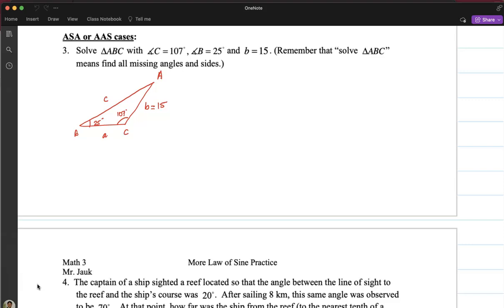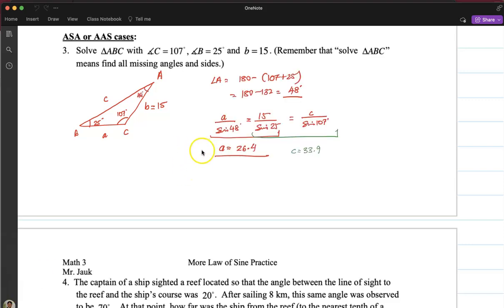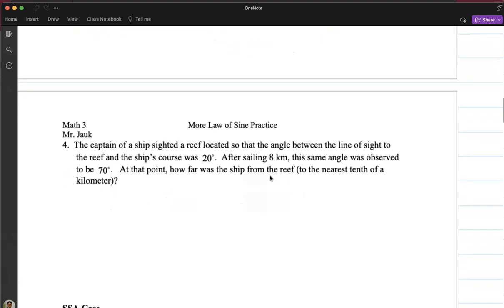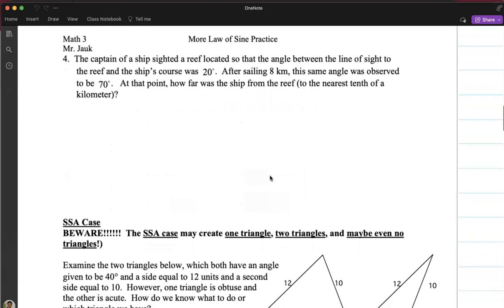So that should be easy. Solve the triangle. You have been given two angles and one side, which is straightforward. You do the sum of angles of a triangle, get this angle, and then apply the sine rule, and you get the answer. I like this sine rule. It's very nice and easy.